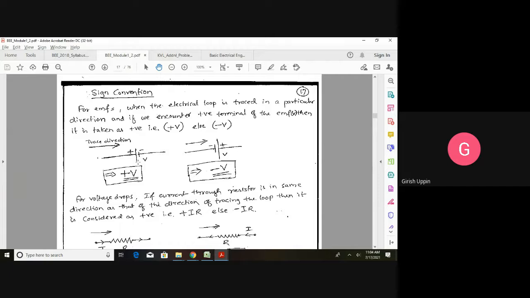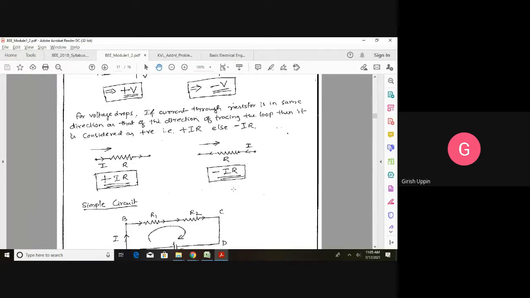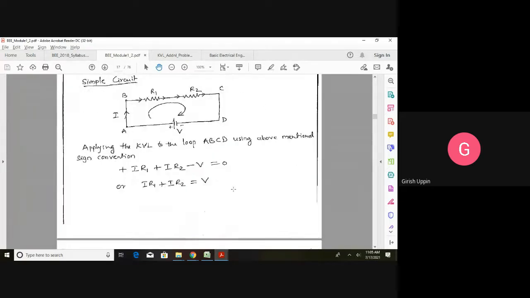Suppose this is a 10 volts voltage source. If the direction of tracing is like this, then I will take it as plus 10. Suppose my direction of tracing is like this, I come across the negative plate, I will take that as minus 10 or minus V. And for the voltage drops, if the direction of the current flowing in the resistor is the same as the direction of tracing, then we take that voltage drop as plus IR. If the direction of the current and the direction of the tracing are opposite, then we take it as minus IR. We'll solve the problem, then you will clearly understand what I mean.